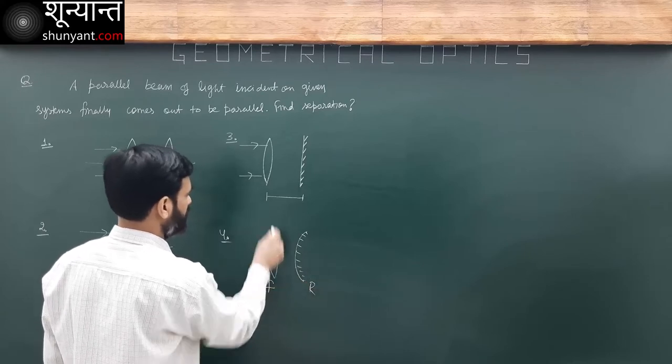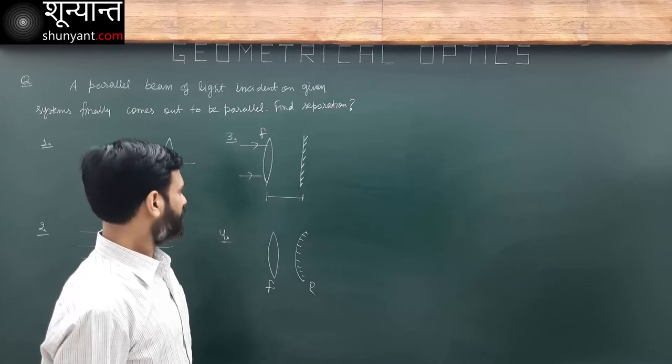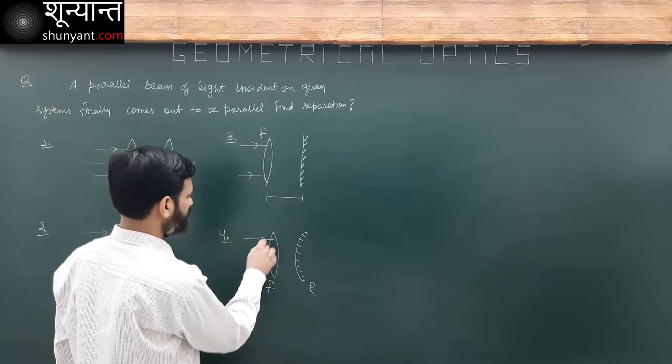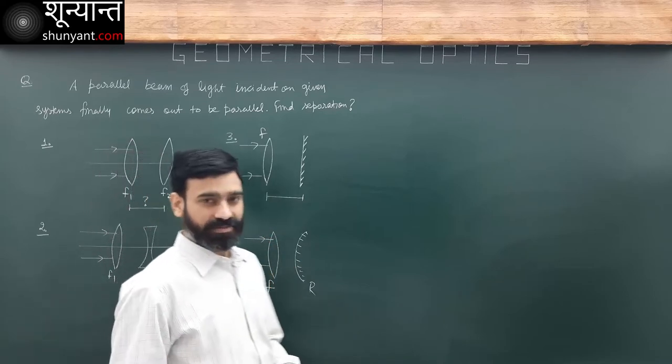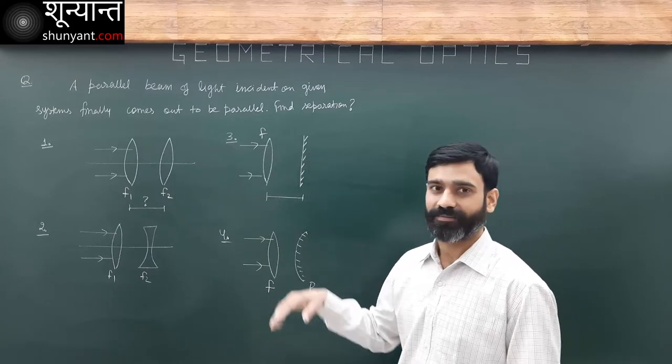Radius, this is focal length. This is focal length F. What should be the separation such that a parallel beam of light comes out parallel to itself?